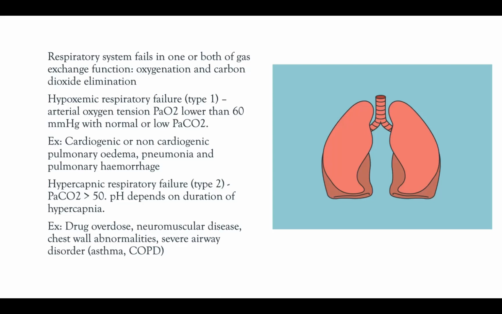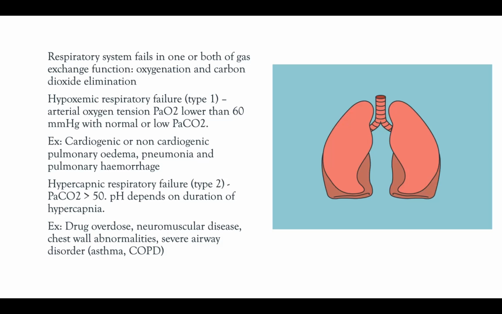Type 1 is characterized by hypoxemic respiratory failure. So your oxygen is lower than 60, but the carbon dioxide can be normal or low. Examples are cardiogenic or non-cardiogenic pulmonary edema, pneumonia, or pulmonary hemorrhage. Then there is type 2, which is hypercapnic. The way it differentiates is that our carbon dioxide is elevated. And these can be a drug overdose, neuromuscular diseases, chest wall abnormalities, and severe airway disorders.